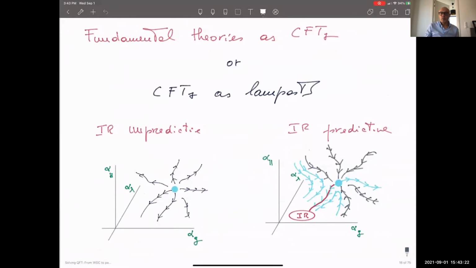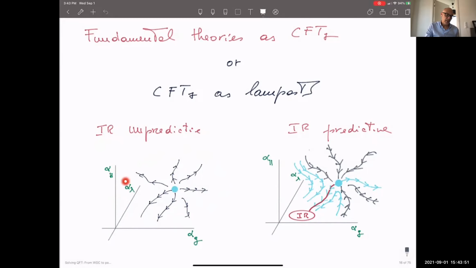So where I want you to go with this is that the CFTs allow you to define the ultraviolet and infrared properties of the theory. And in the case of the ultraviolet, what we will consider fundamental from the point of view of Wilson and Weinberg. Now, if you have a fixed point in the ultraviolet with all repulsive lines, this can go in the infrared anywhere. So this is a theory which is infrared unpredictive.